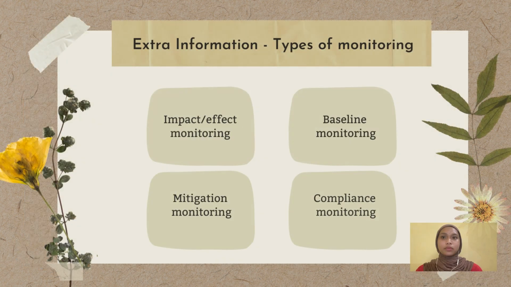Our extra information in this step is that there are several types of monitoring. First of all is impact or effect monitoring. This analysis is directly about the relationship between the environmental impact and the effect it causes. It includes magnitude, extent and also intensity. The second one is baseline monitoring. This is one type of monitoring that is done before the commencement of the project. It gives us data that is to be included as the pre-project status of the site.